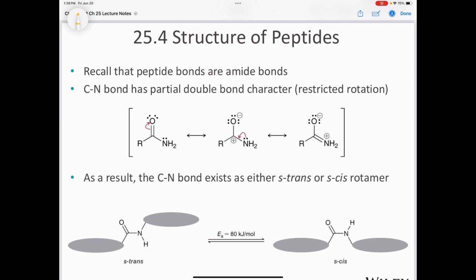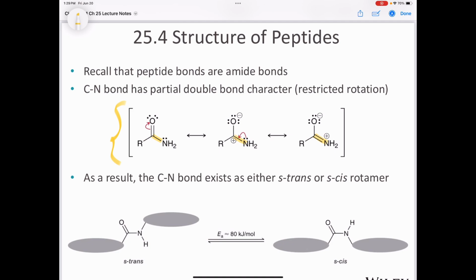In order to understand the three-dimensional geometry of peptides, we must first take a look at the geometry of peptide bonds. Recall that peptide bonds are amide bonds, and that amides have a significant resonance structure that endows the carbon-nitrogen bond with some double bond character. So if we take a look at all three of these resonance contributors for our amide, you notice that in the first two, the carbon-nitrogen bond here that I have highlighted in yellow is shown as a single bond, but in the last resonance contributor, which is a significant contributor, you can see we have a double bond here. And so that carbon-nitrogen bond does have some double bond character.